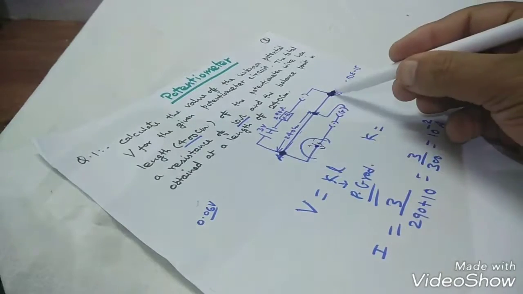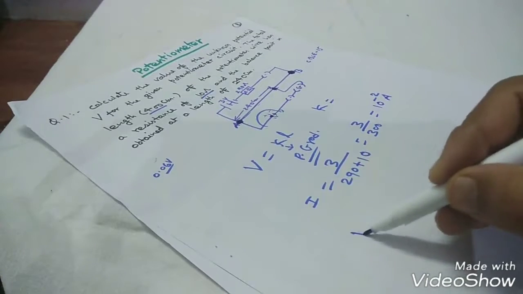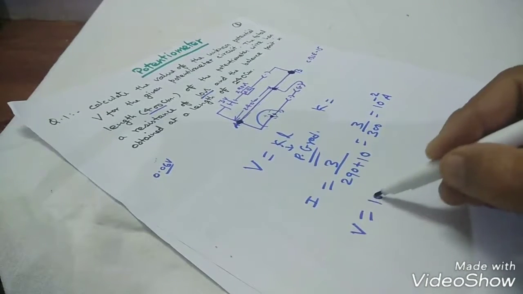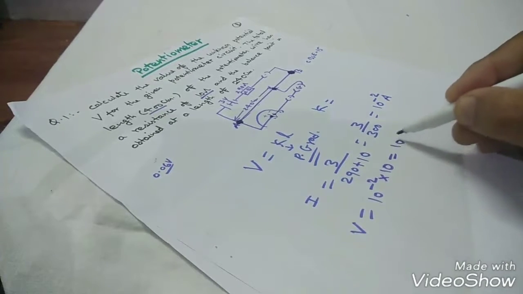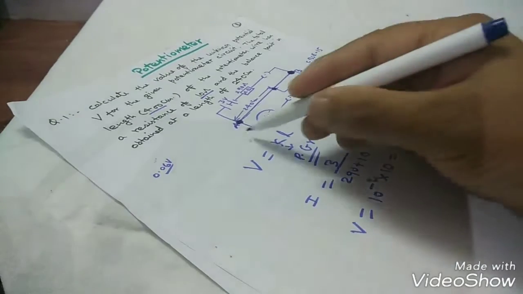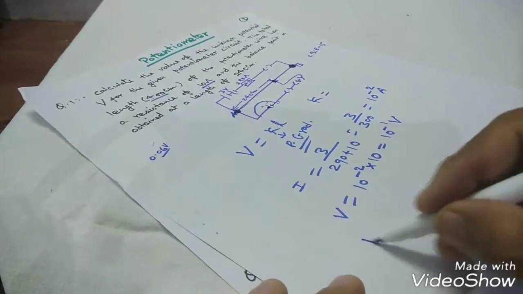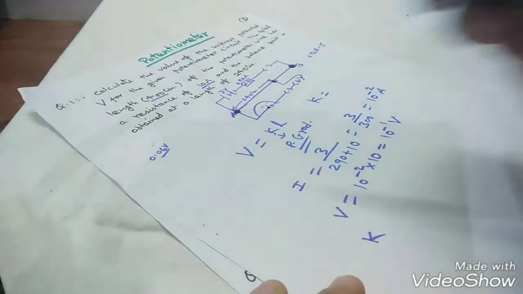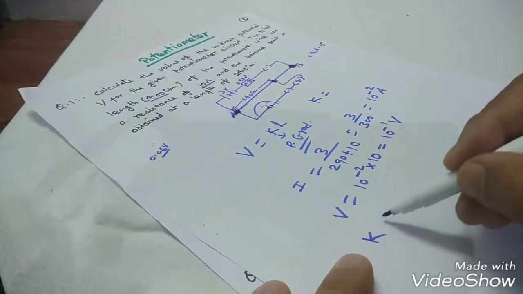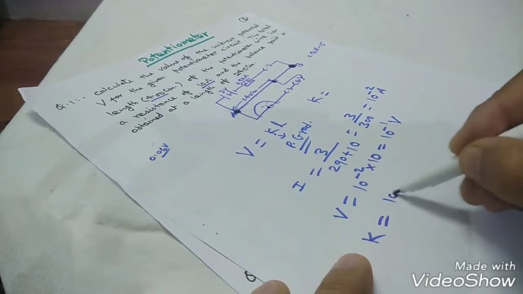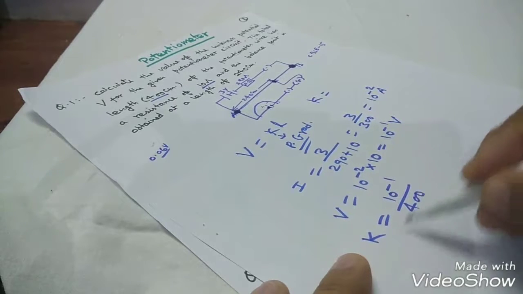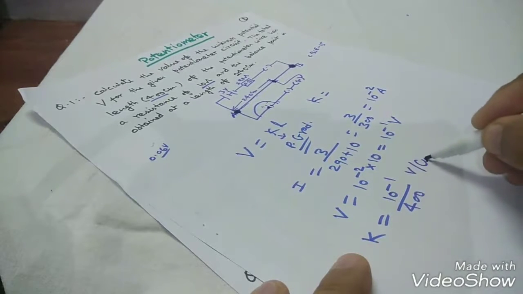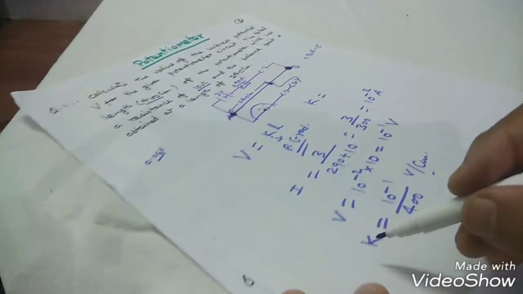So how much is the potential drop across this? Potential drop across it is current, that is 10 to the power minus 2 ampere, into resistance, that is 10 ohm, equal to 10 to the power minus 1 volt. Now what is its length? Its length is 400 centimeters. So we can find potential gradient. This will be equal to potential by the length, that is 10 to the power minus 1 by 400. This is volt per centimeter, the potential gradient.